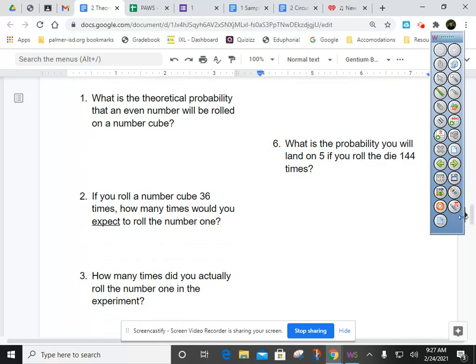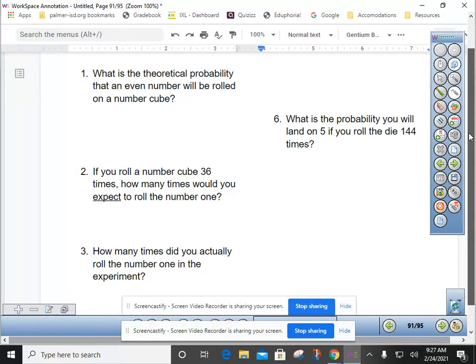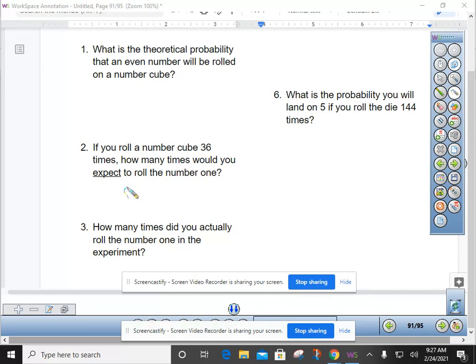Look at number 2. If you roll a number cube 36 times, how many times did you expect to roll a number 1? This is more theoretical. How many ones are on a cube? 1 out of 6, and this is where our favorite comes in. Proportion. If 1 out of 6, how many out of 36? 6. 6 math. I need to get the rate. 6 times 6 equals 36. Easy math. Good?